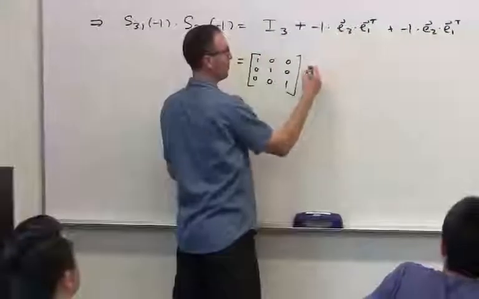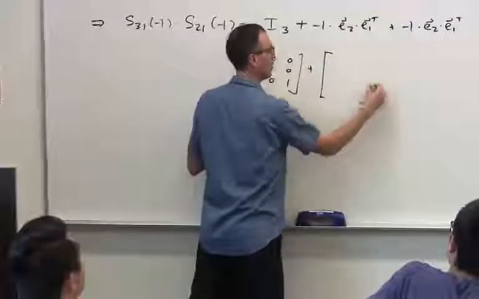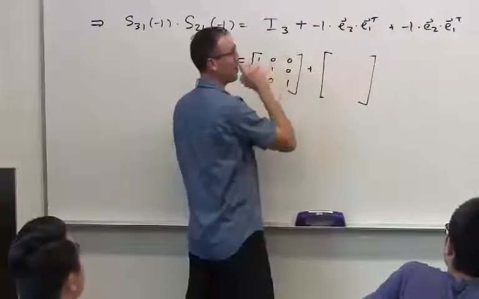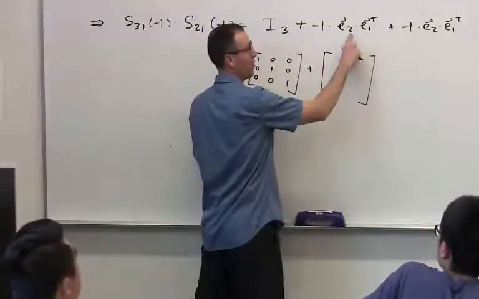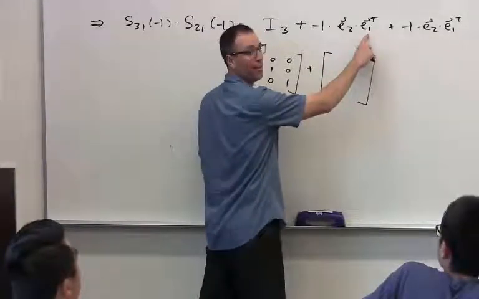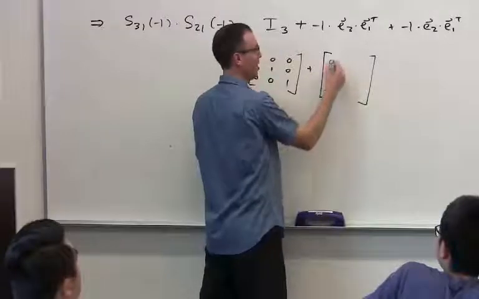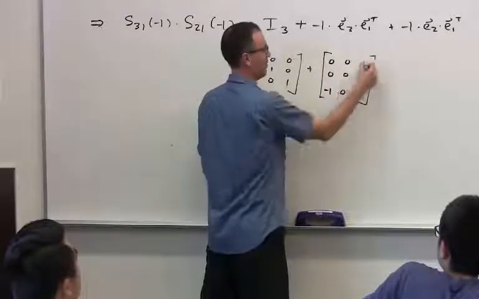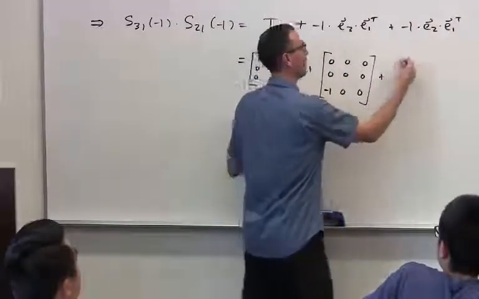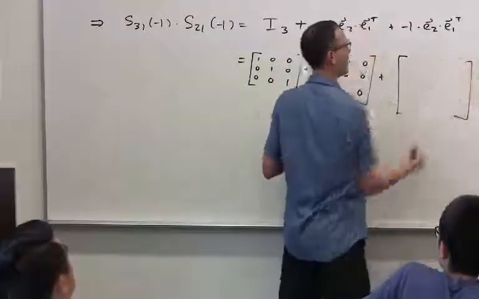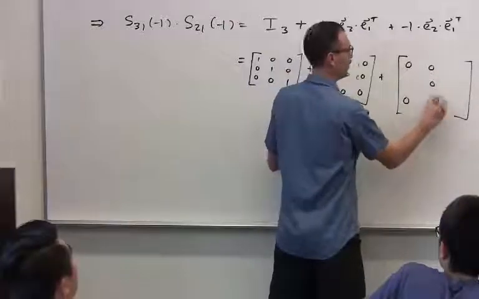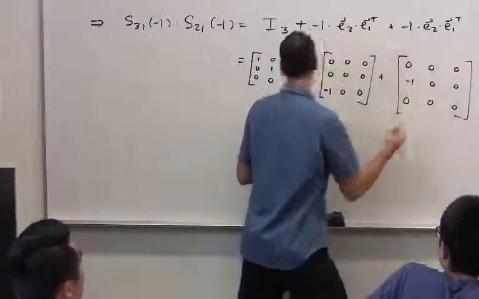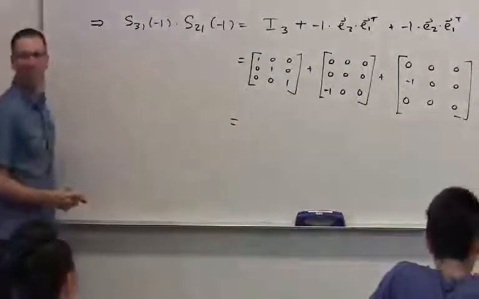Okay, what about this one? Basically all zeros except in the third row, first column I have a. And what about that one? Okay, so what's this matrix right there?